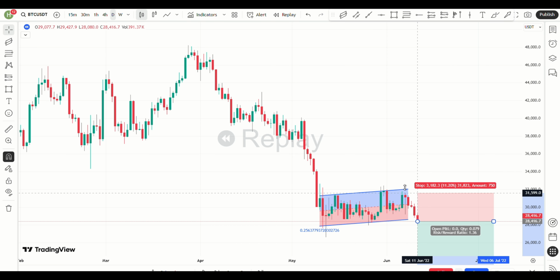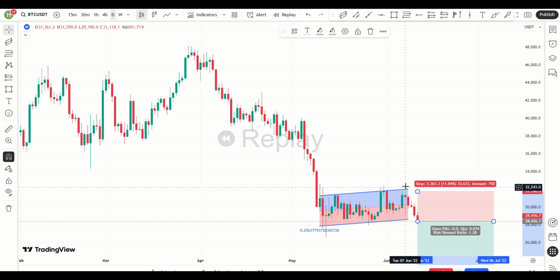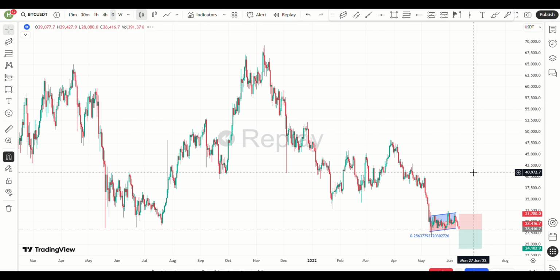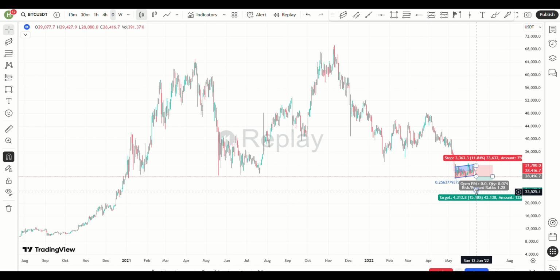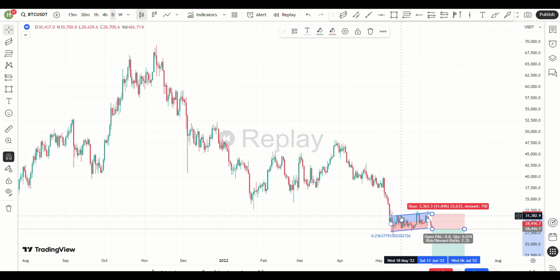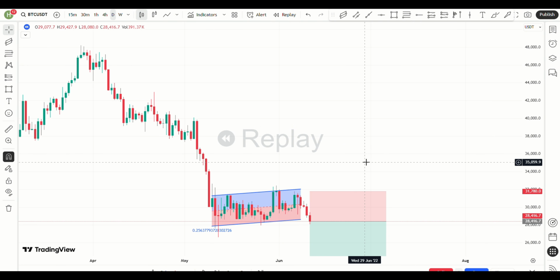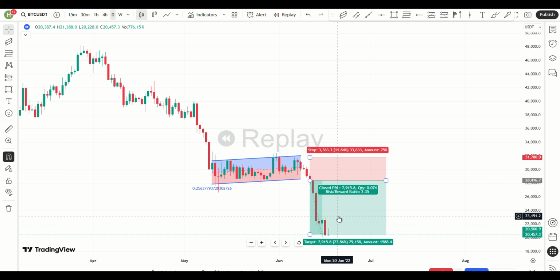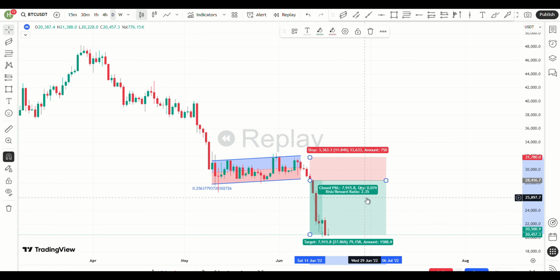Our stop loss is the top of the recent high, and our profit is going to be the most demanded area. I'm in this area. Look what's going to happen. We won this trade beautifully, and our risk reward ratio was 2.35.